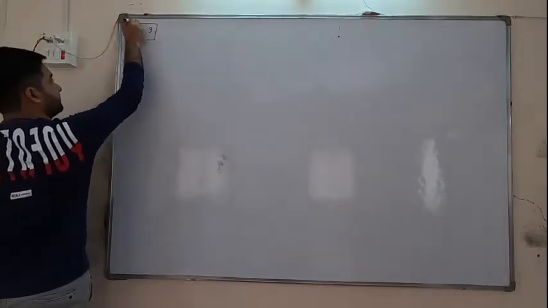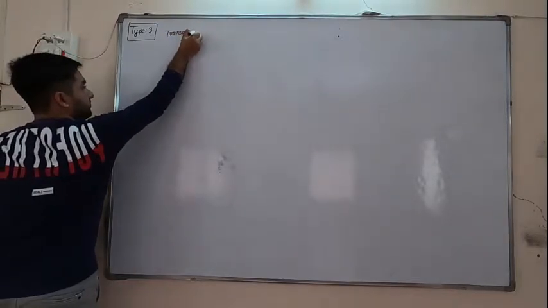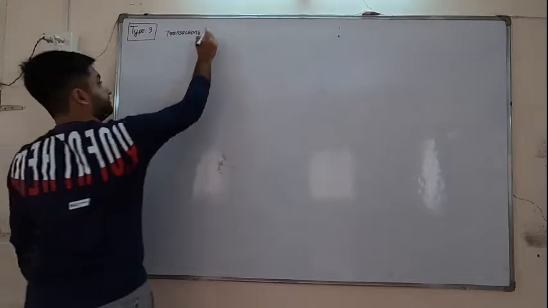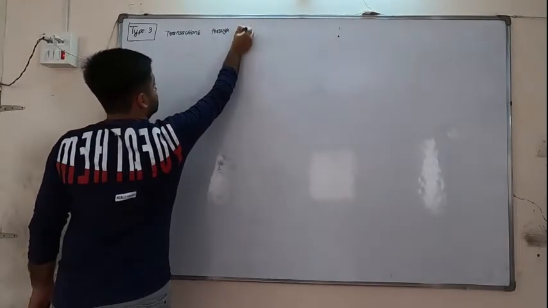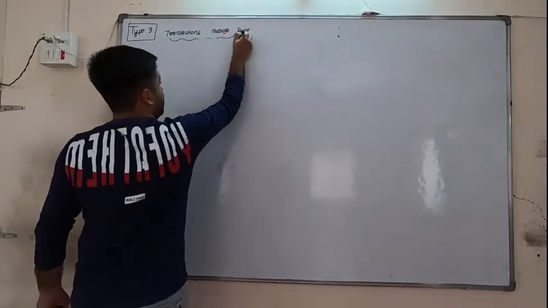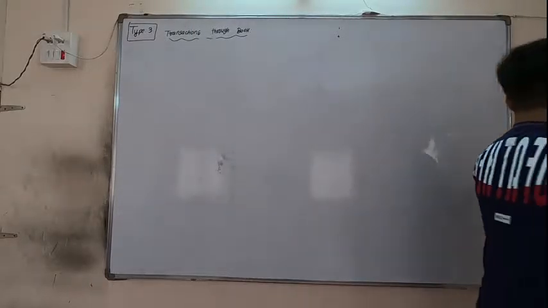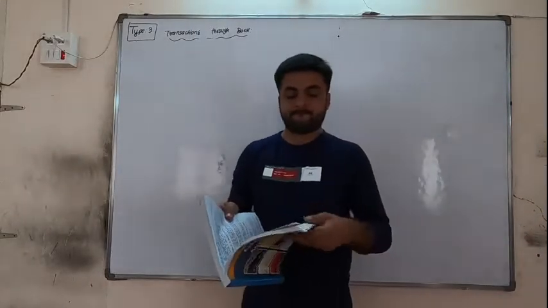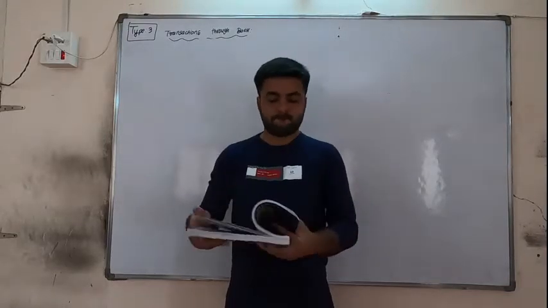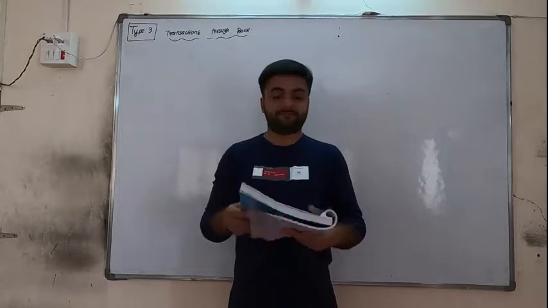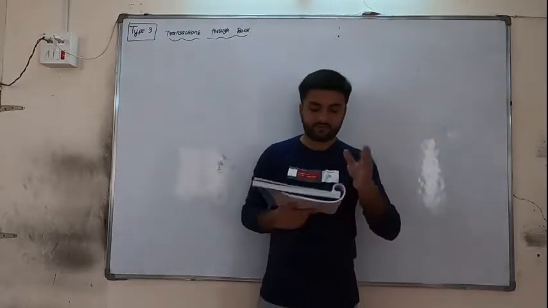Type 3. Transactions through bank. We will see its theory part first, then we are going for the sums. Page number 69. So on page number 69 I am reading, everyone listen.